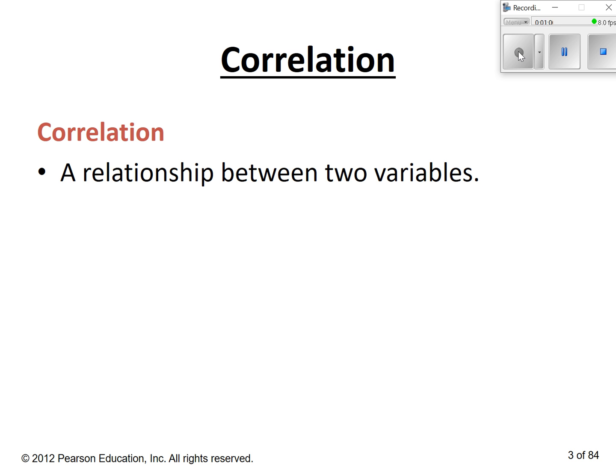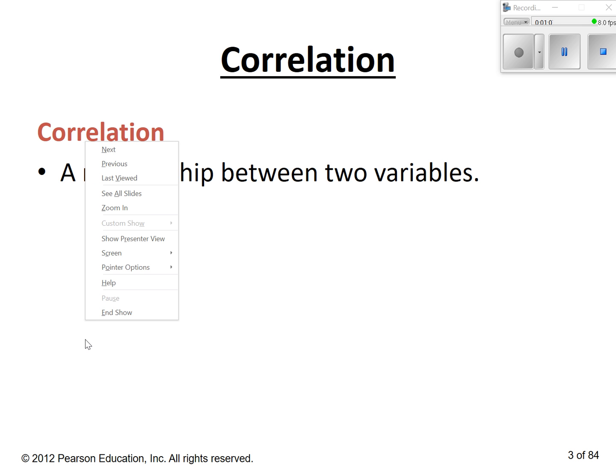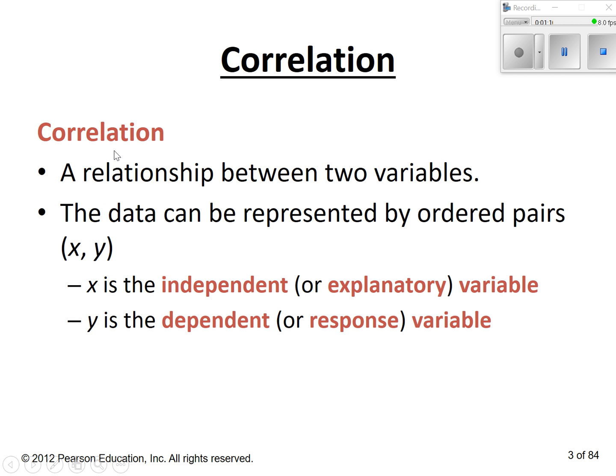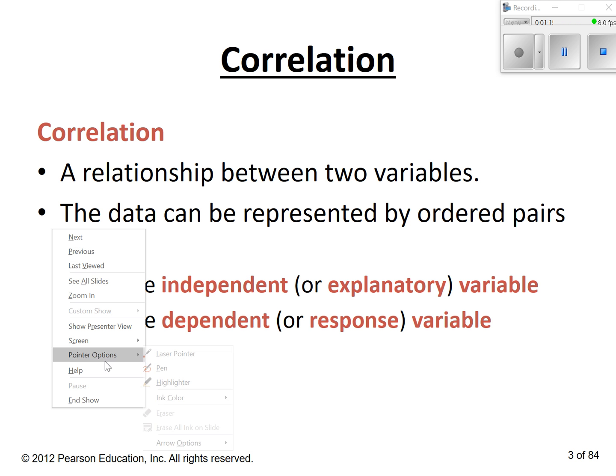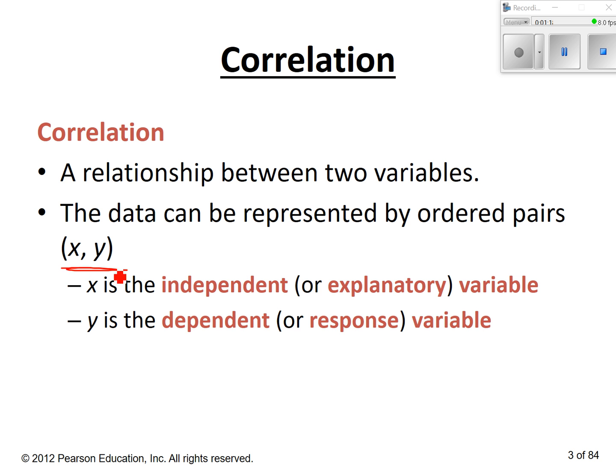Correlation is a relationship between two variables. So normally it'd be your x and your y. We still use the same setup that you use for any other graph. So x comes first, y comes second. X is your independent or explanatory variable, and y is considered your dependent, because y depends on what x is.